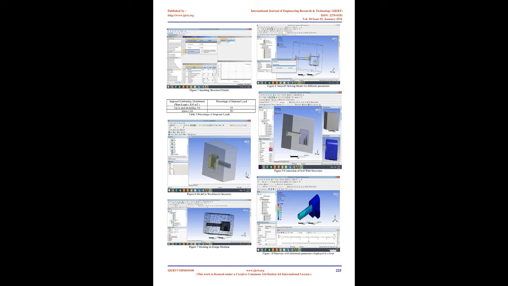Objectives of the present study. 1. To calculate various parameters like total deformation, normal elastic strain, shear stress, and equivalent stress. 2. To examine the behavior of a military bunker structure in different soil conditions during seismic excitation. 3. To compare all the parameters and finalize the most suitable soil.